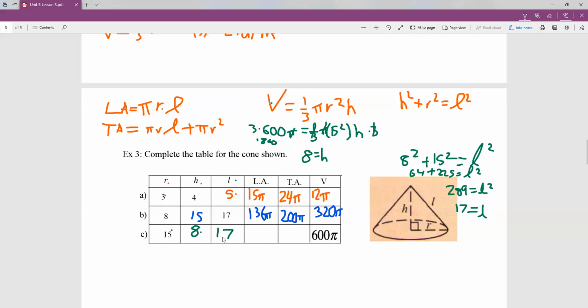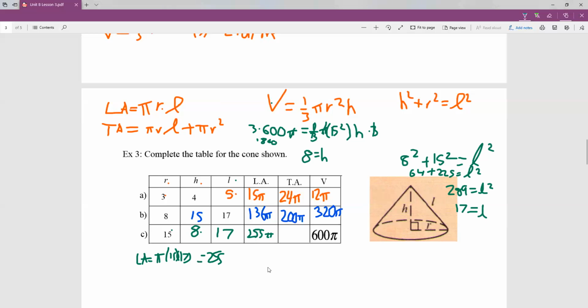Hey, look at that. B and C are very similar. Anyways, now we have all that information. We just take the radius and the slant height and plug them into the formula for the lateral area. The lateral area is equal to pi r, which is 15, times the slant height, which is 17. Multiply that out. 15 times 17 is 225. Is it really 225? 255. There we go. So 255 pi.